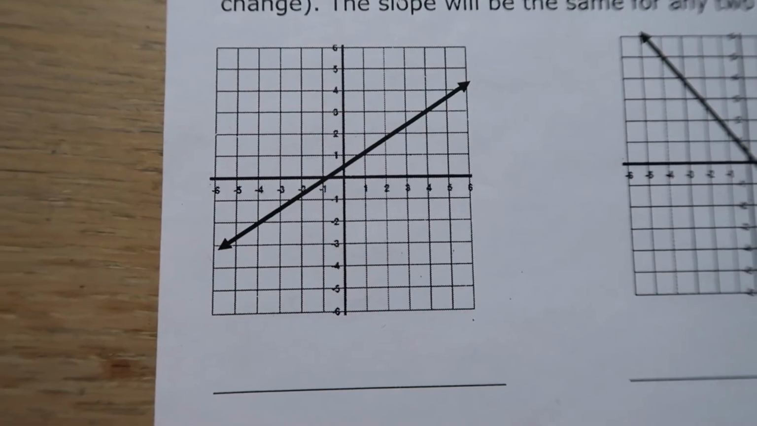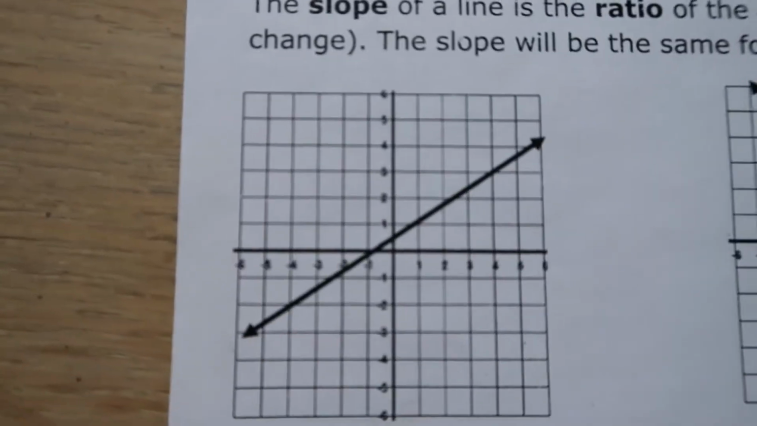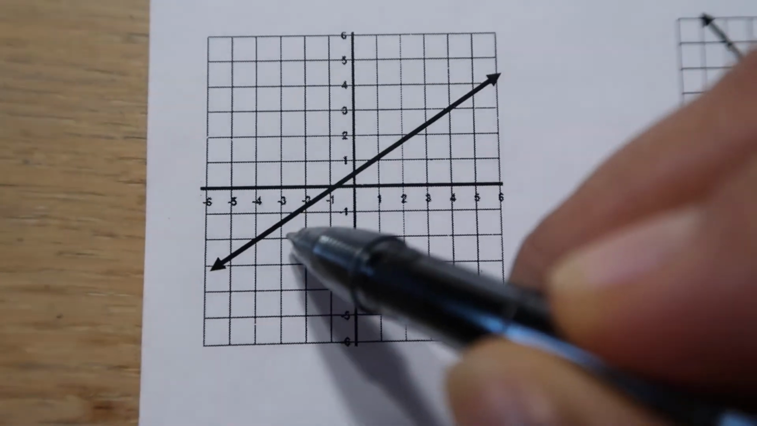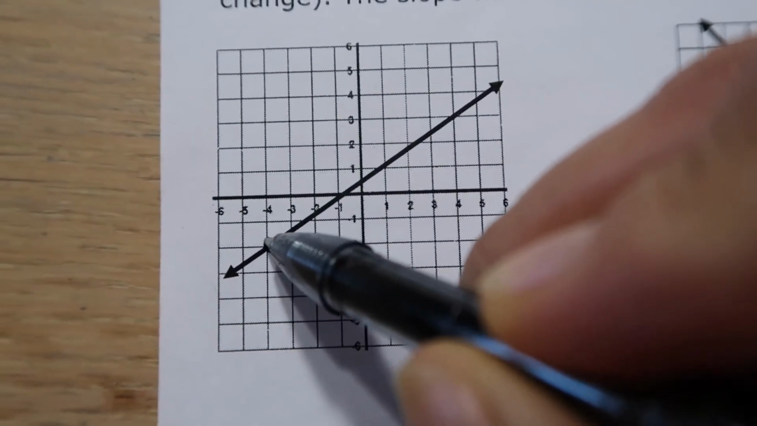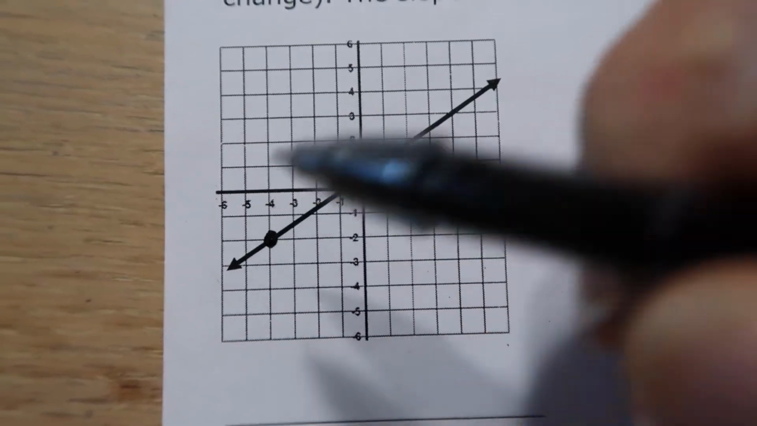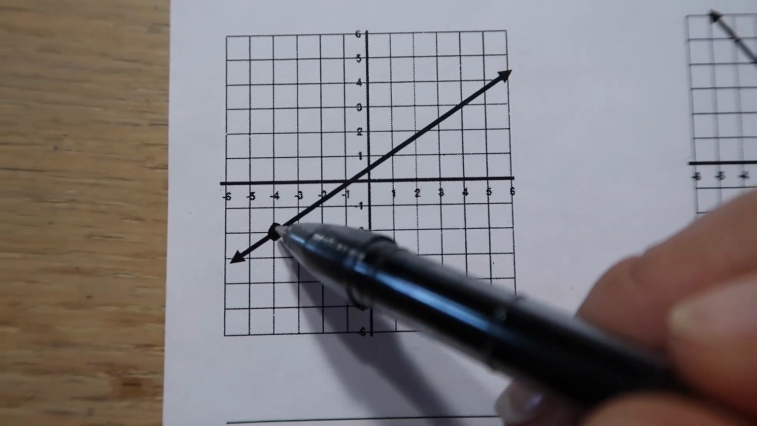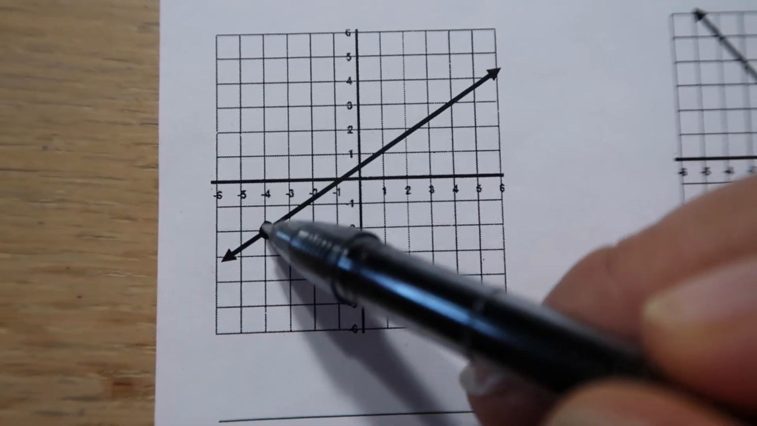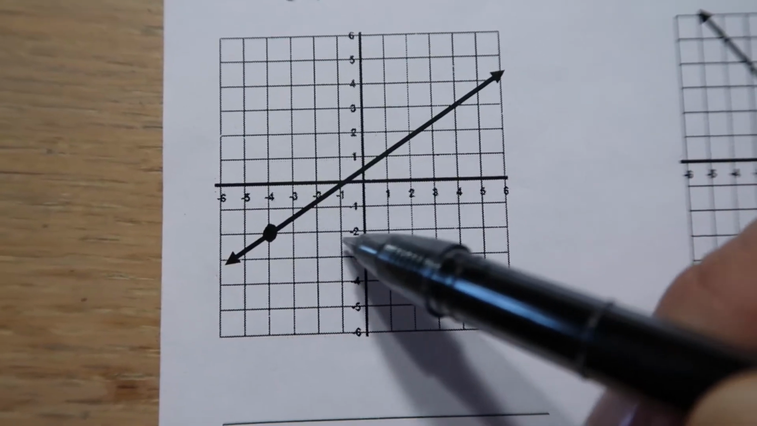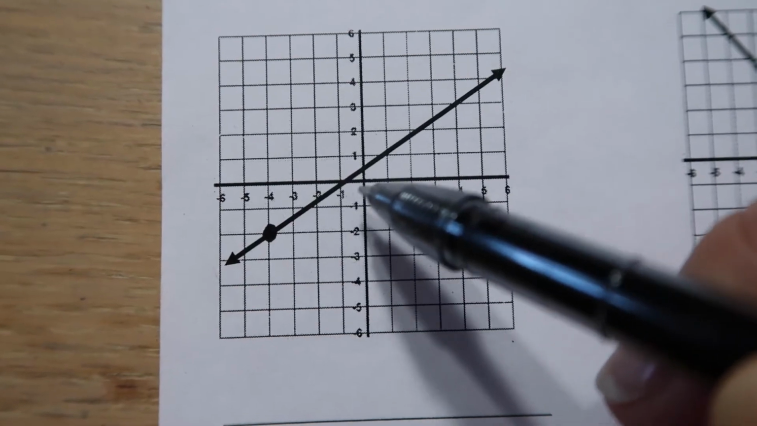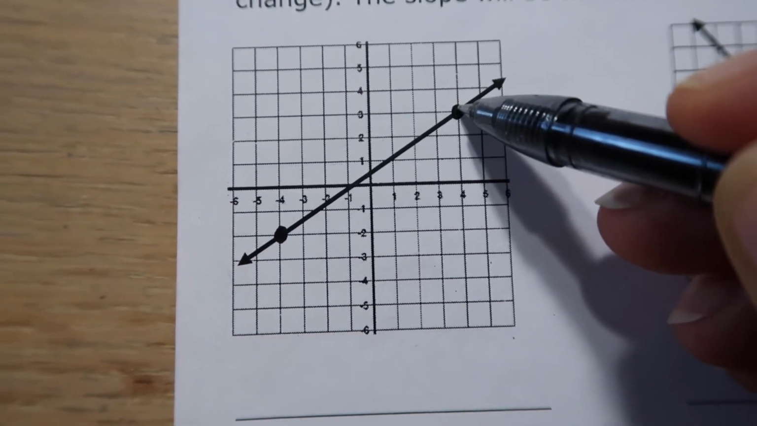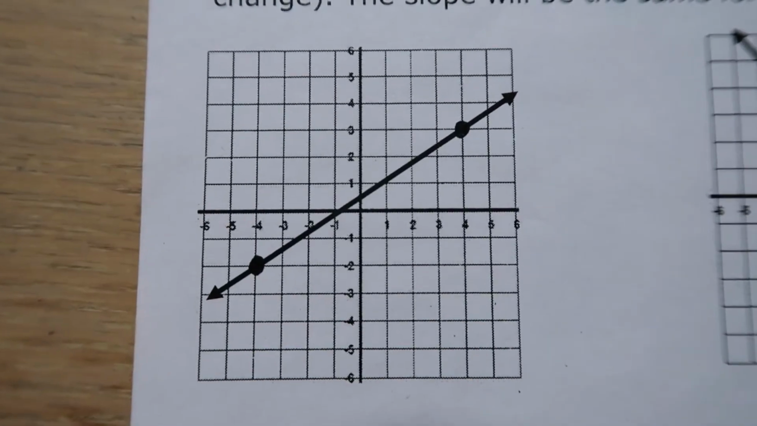We have a line. I'm gonna choose any 2 points on this line. Well, let's choose this point right here. Now make sure the points that you choose intersect where you can read your x value and your y value. Okay, so the other point I'm gonna choose this point right here. Okay, now I have 2 points.